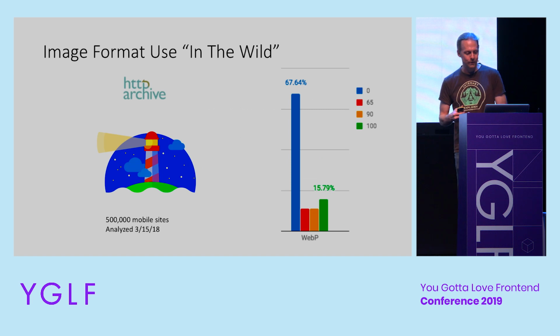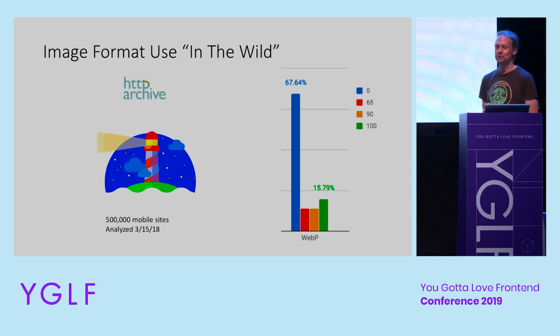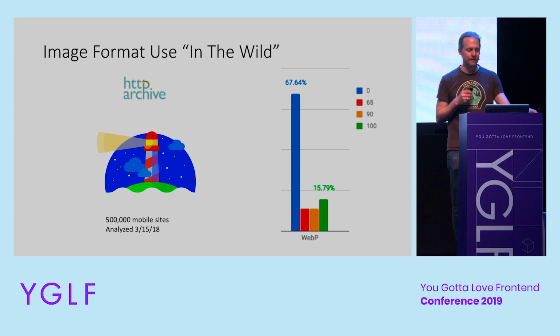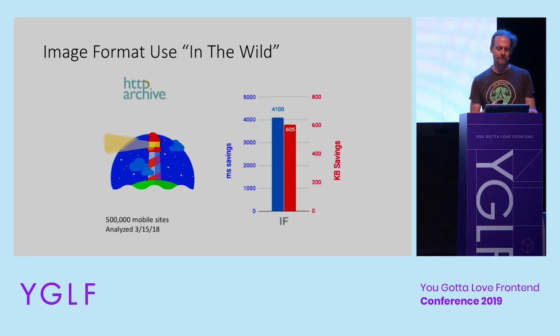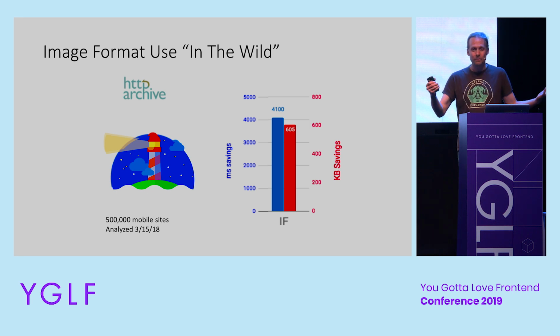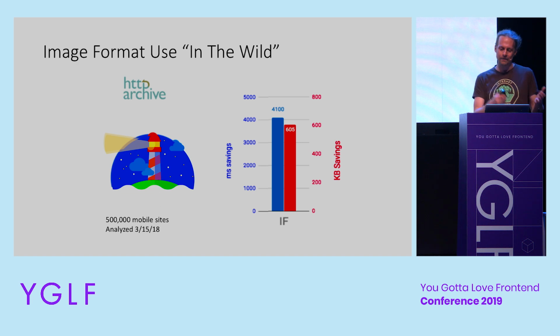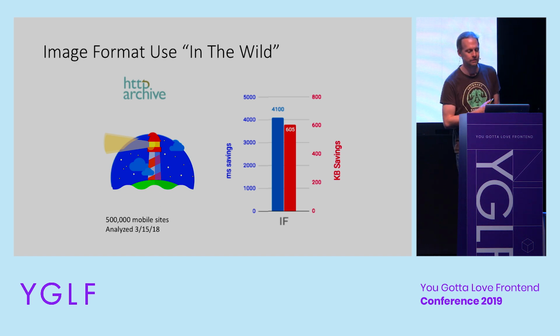According to Lighthouse and the HTTP archive, 2/3 of the internet is failing at this. It's just all JPEGs, as you might expect. If the median web page of those that failed switched over, it would save 4.1 seconds on load time and 600 kilobytes, right? It's a pretty big win for a fairly simple fix if you're interested in doing that.